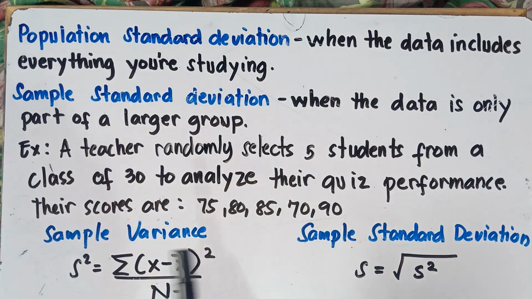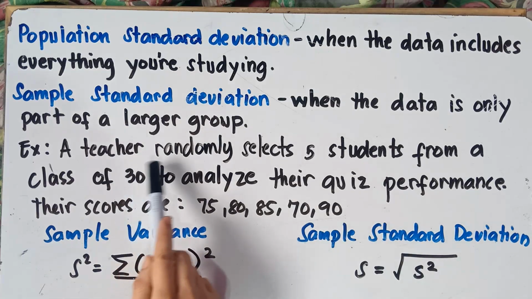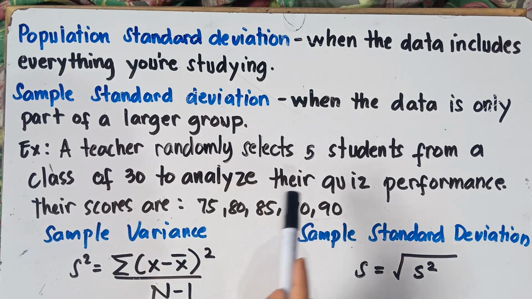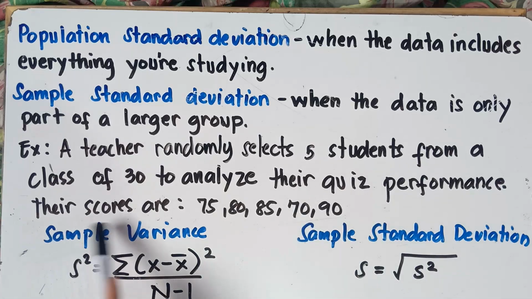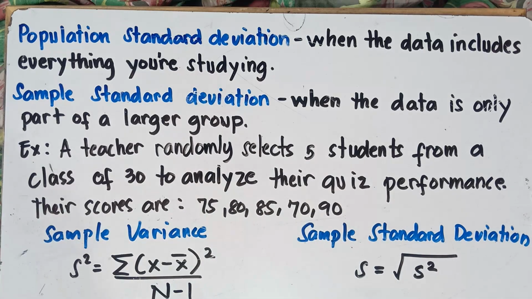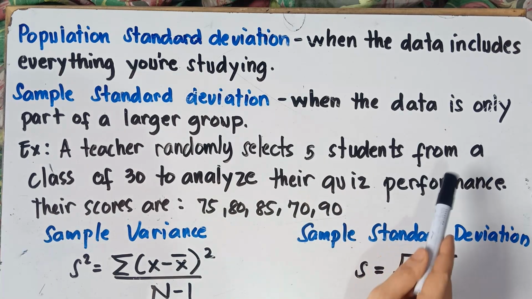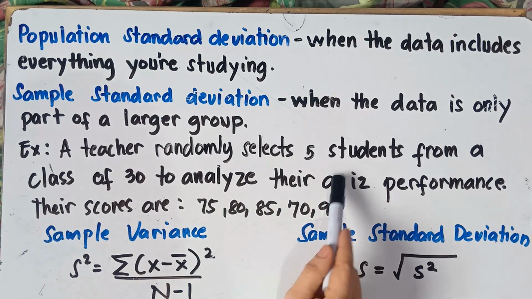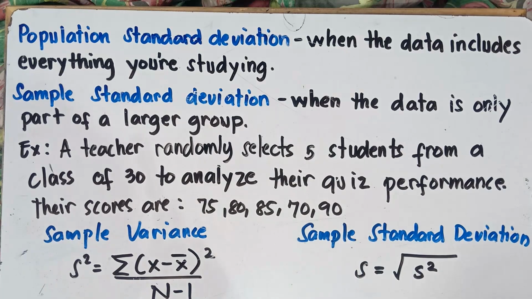Let's have an example for sample standard deviation. A teacher randomly selects 5 students from a class of 30 to analyze their quiz performance. Their scores are 75, 80, 85, 70, and 90. Therefore, class, we will be using the sample variance and the sample standard deviation. Question, why is that, sir? Because you are just selecting 5 students from a class of 30 students. So you are selecting 5 students, and that would be your sample. Therefore, you will be using the sample variance.